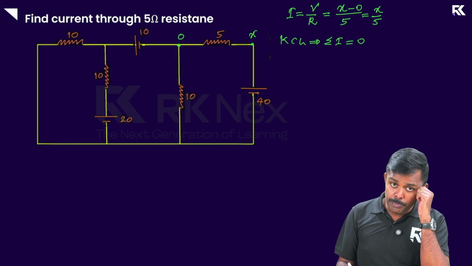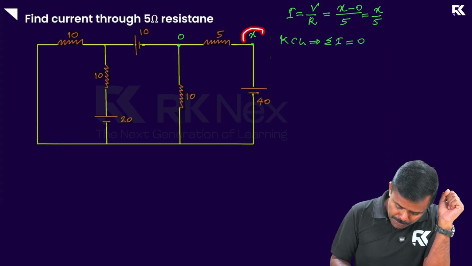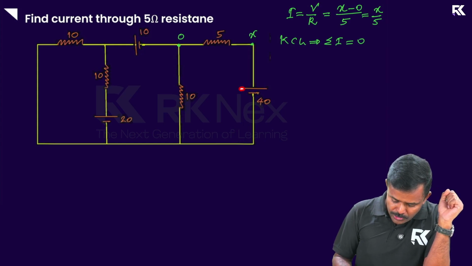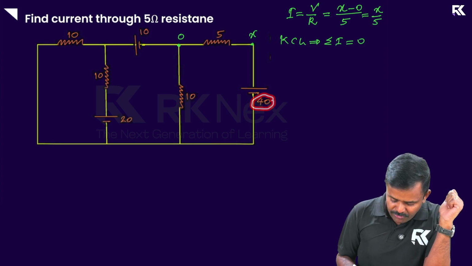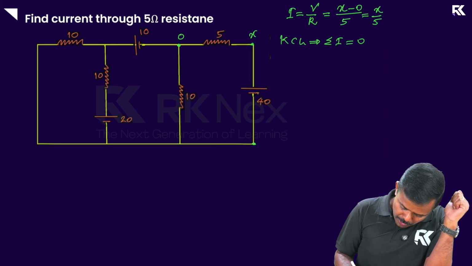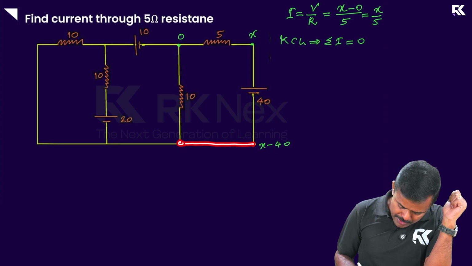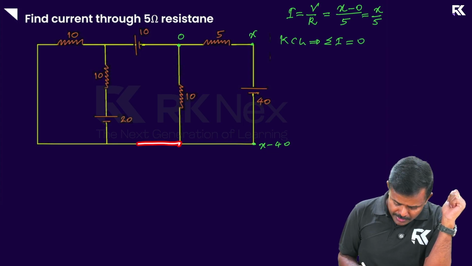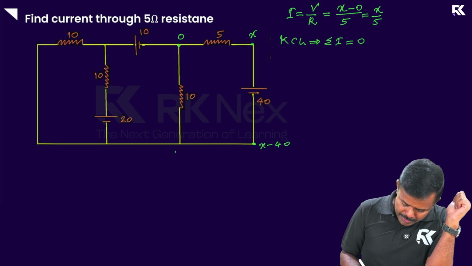So I'm going to mark the potentials at all other points now. Look at that. This point is at X. If you walk down along this path, you meet the positive, which means you have to lower the potential by 40. So this point is at X minus 40. If you come along, this point is also at the same potential. This one is also at the same potential. Okay. I'm going to mark them all. X minus 40 here.